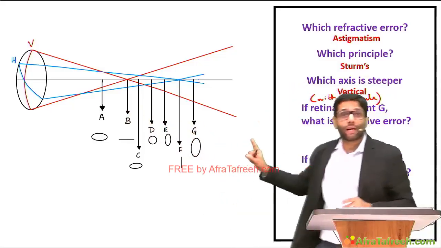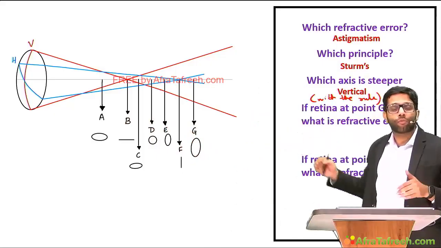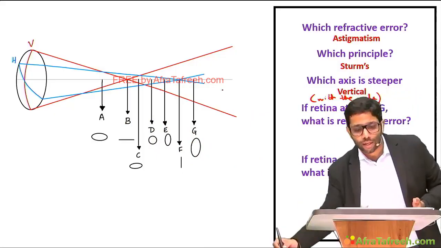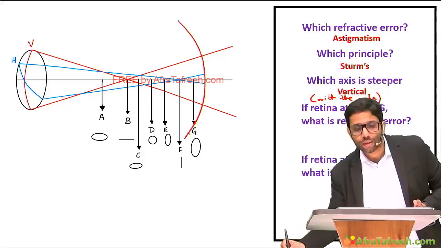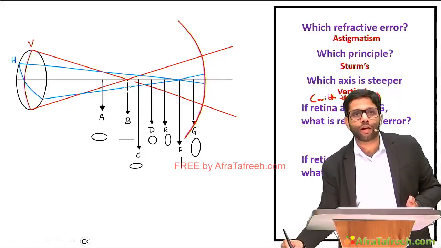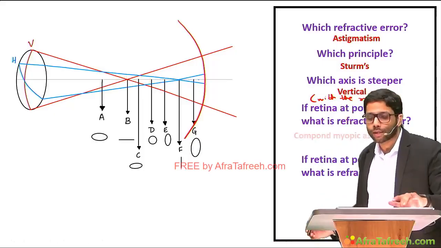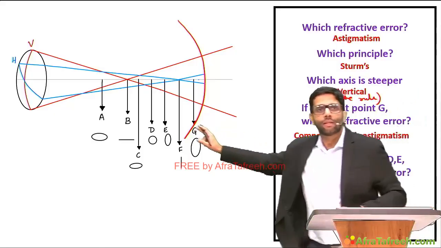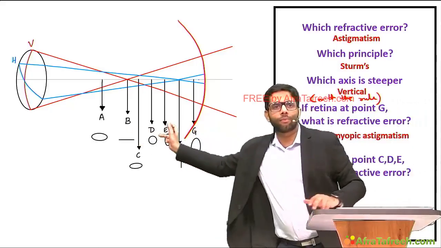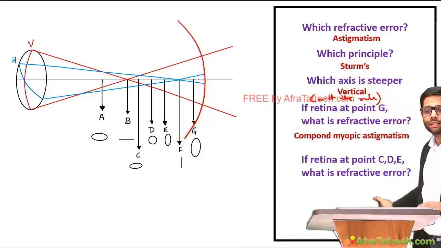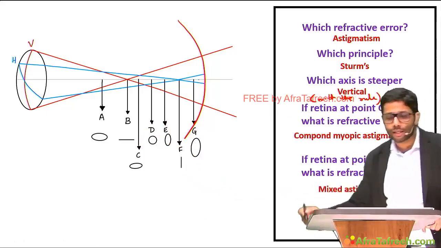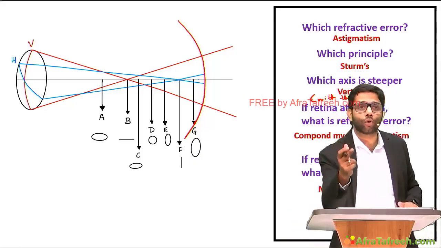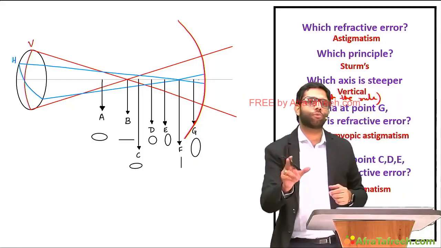Now if the retina of the patient is at point G, if you have to assume, a student asks, sir, where is the retina? You have to assume the retina. If the retina is at point G, both the rays are focused in front, so compound myopic astigmatism is there. If the retina is at point C, D, E, one in front, one behind, mixed astigmatism. If the retina is at point A, for example, both are behind the retina, compound hypermetropic astigmatism. That is the concept of Sturm's conoid.